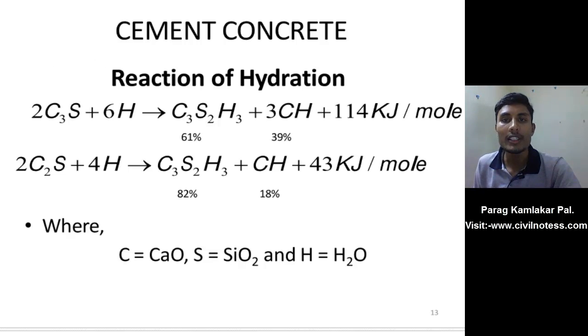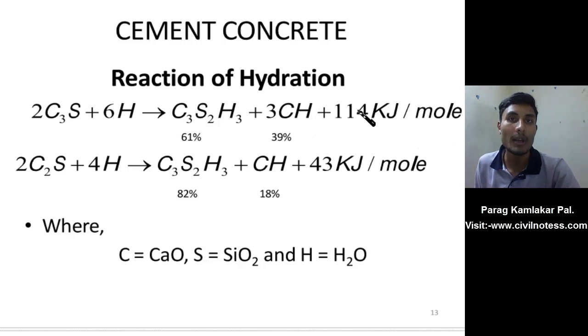Now here is a reaction where we can find out how much energy can be produced during the addition of water to tricalcium silicate and dicalcium silicate. This reaction is called hydration. When tricalcium silicate reacts with water, C3S forms C-S-H, the calcium silicate hydrate gel, plus calcium hydroxide, releasing 114 kilojoule per mole.